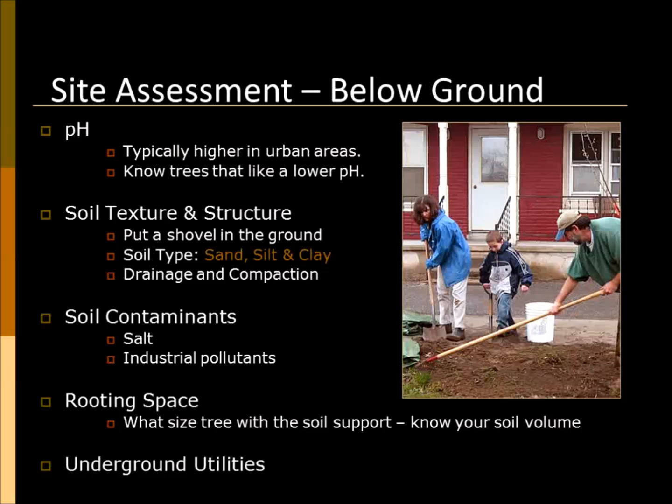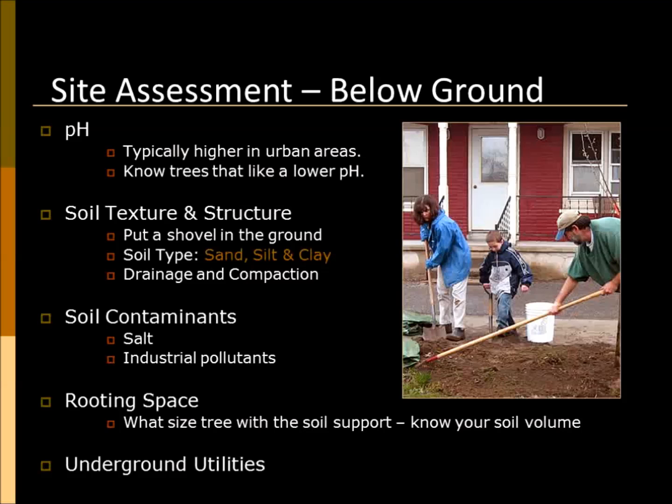So then your soil structure and texture, put a shovel in the ground, check it out. What type of soil do you have? And drainage and compaction are very important when you get into the heart of the downtown, in the sidewalk scenarios, and also in your green belts, because they may not perk as well. So you'll need to select trees that can handle these scenarios a little bit better.